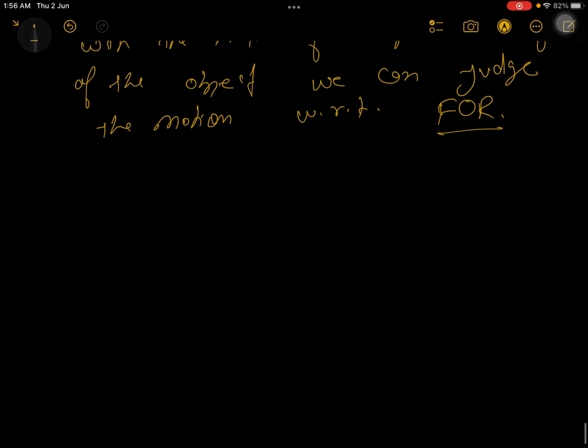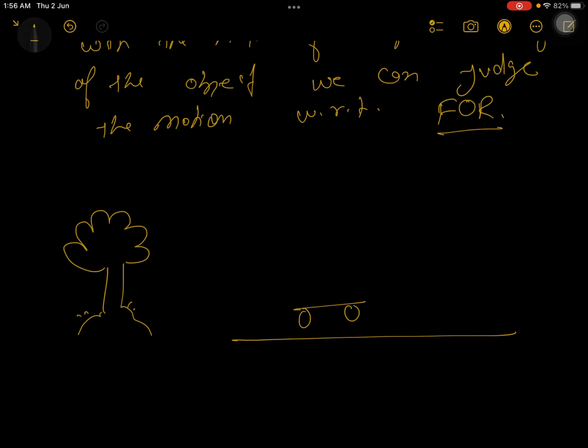Okay, means what? Suppose I have a tree here. This is the tree, and there is a road, and on this road a bike is going. Imagine on this bike two students are sitting. This is student 1, this is student 2. So see here, I will ask, is student 1 in motion or not? So you will say, sir, student 1 is in motion with respect to the tree.